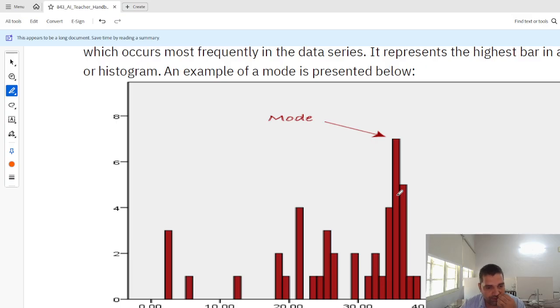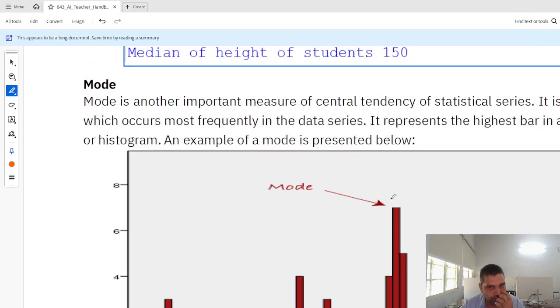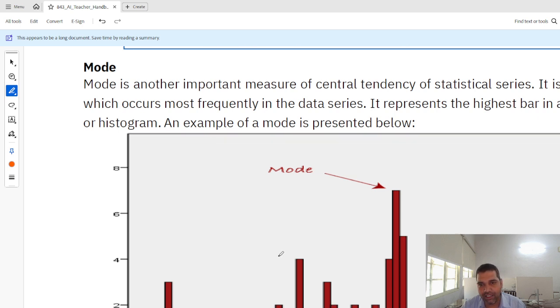So it represents the highest bar in the bar chart or histogram. In the bar chart, whichever bar's height is highest represents the mode of the data, meaning that data appeared more number of times in the observation.